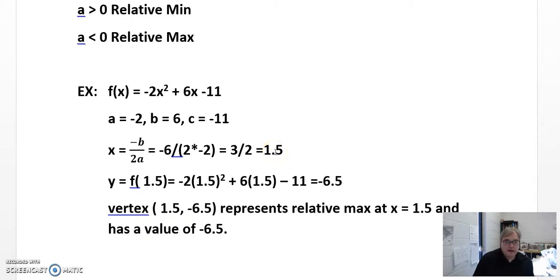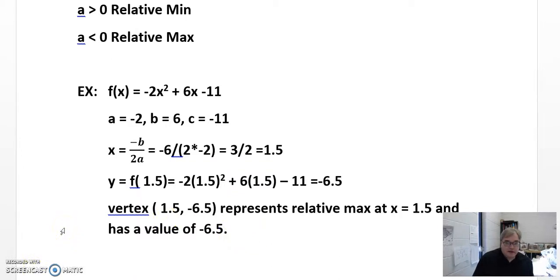Take the 1.5, that x value, and plug it back into the function. So every one of these x's becomes a 1.5. And when you simplify that out, y is equal to negative 6.5. So the vertex is at (1.5, negative 6.5). Since a is negative, it's opening down. It indicates a relative max will happen at the x value, 1.5, and we'll have a value of negative 6.5. This y value here is bigger than all the other y values, or equal to.